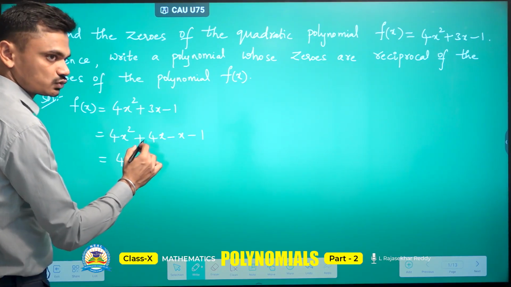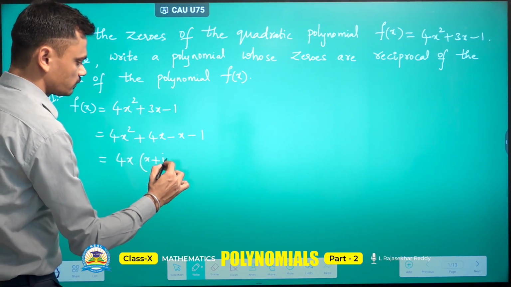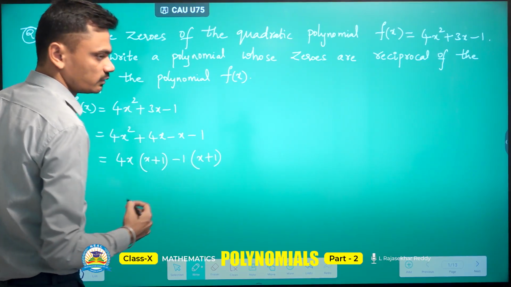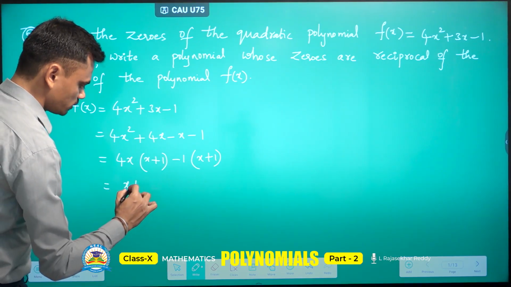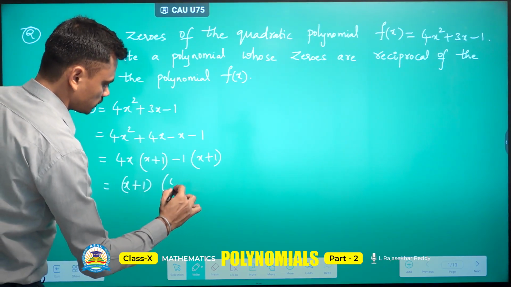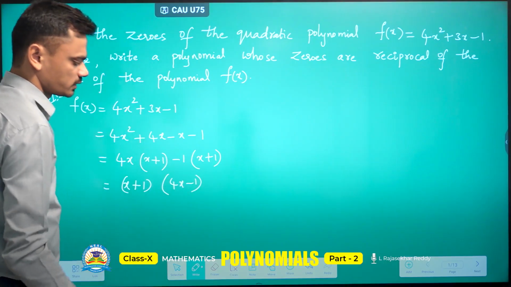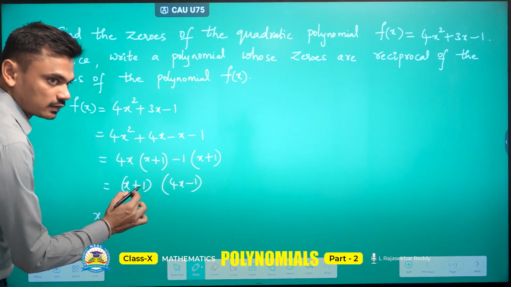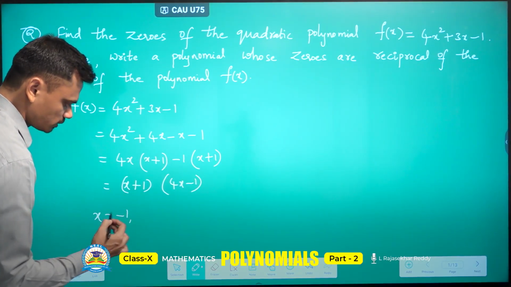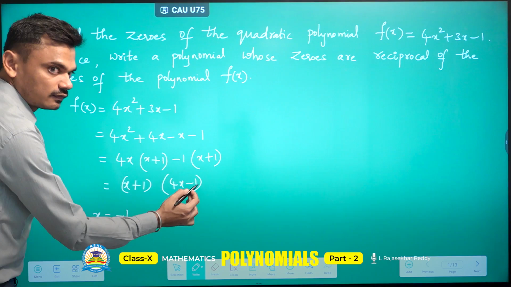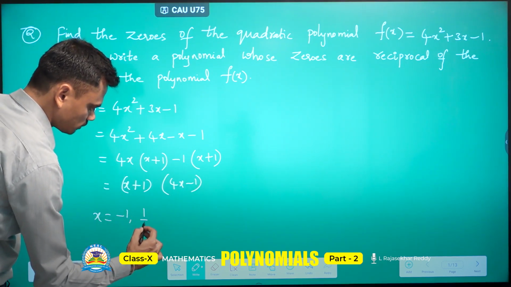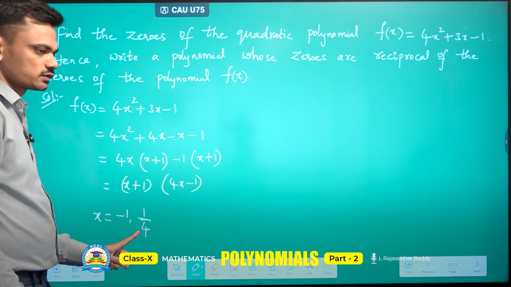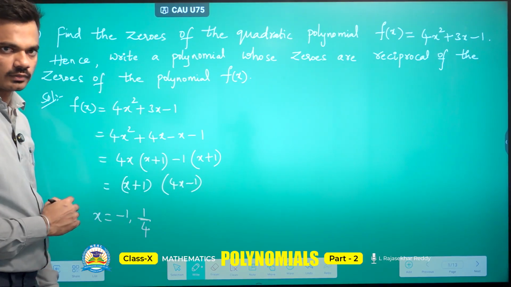Take 4x out from these two terms, x + 1 will be there, and from the other two take -1 out, x + 1 will be there. Now x + 1 is one factor and the other factor is 4x - 1. Now what are the x values? x + 1 is a factor, so x = -1. 4x - 1 is a factor, so x = 1/4. So these two are the zeros of this quadratic polynomial.